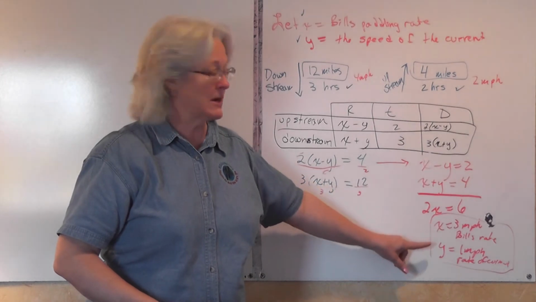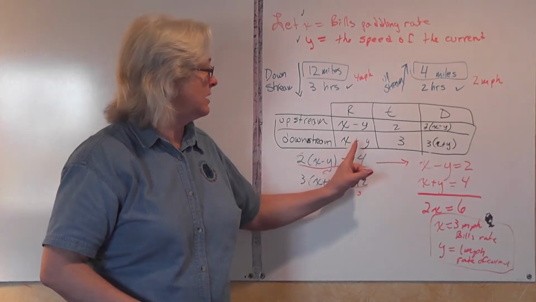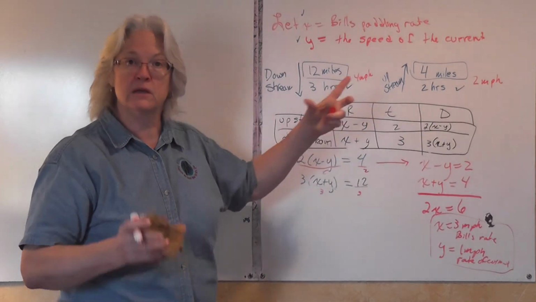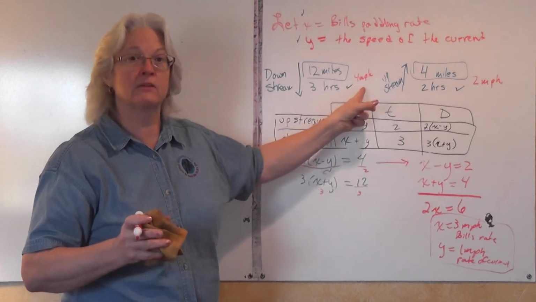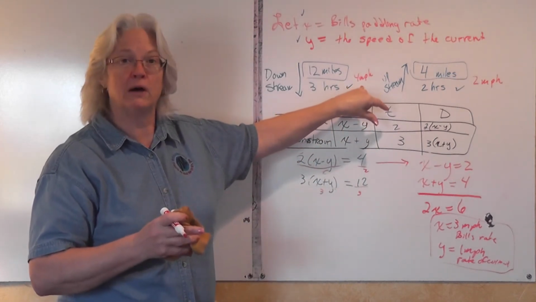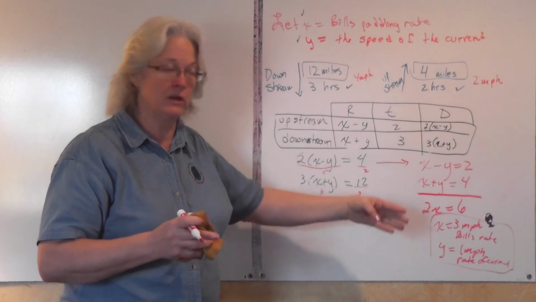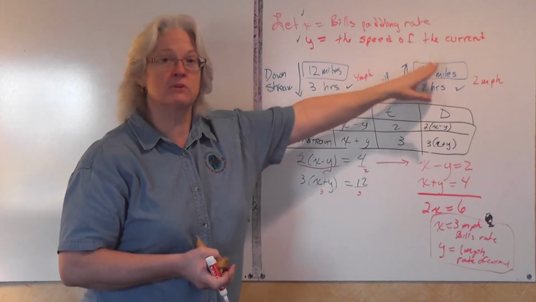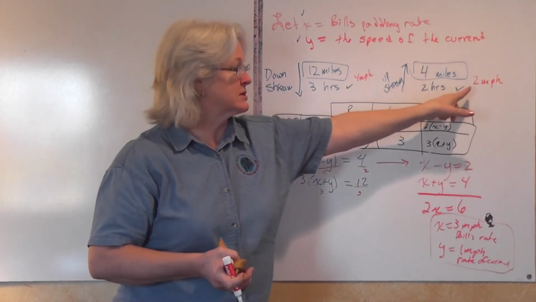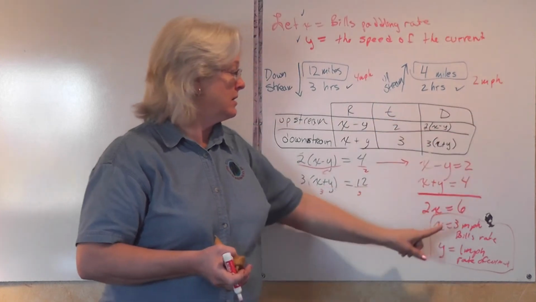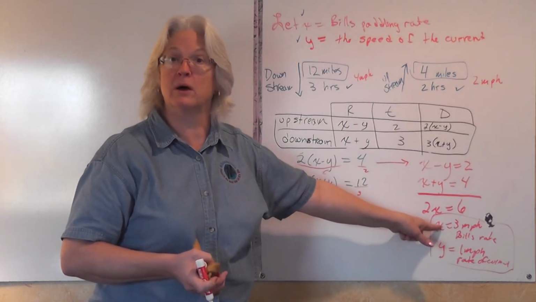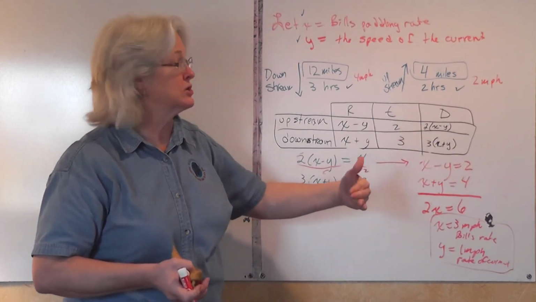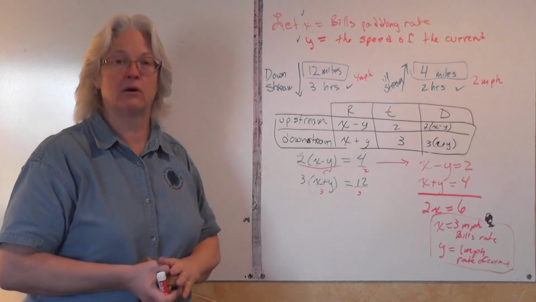Bill's rate of 3 miles an hour plus the rate of the current, 1 mile an hour, gives us his combined speed, or his effective rate of travel, of 4 miles an hour when you go downstream, and the speed of the current affects you positively. When you go upstream, the speed of the current affects you negatively. We saw that that speed was 2 miles an hour, and it works. If your paddling rate is 3 miles an hour, you subtract the 1 mile an hour that the current pushes against you, and you do get 2 miles an hour.